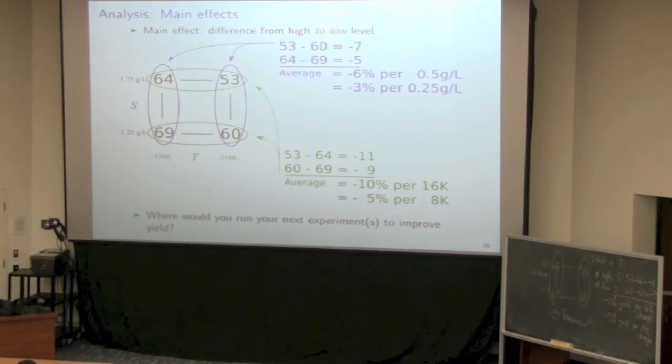So we look at 53 minus 60 over here, that's at high temperature. We look at 64 minus 69, the difference at low temperature. Okay, the average of that is -6% decrease in yield for every half a gram per liter change in substrate concentration. We simply report that divided by 2.